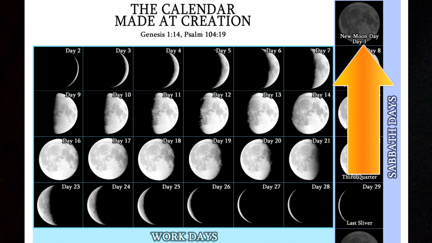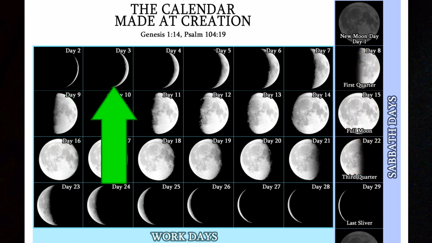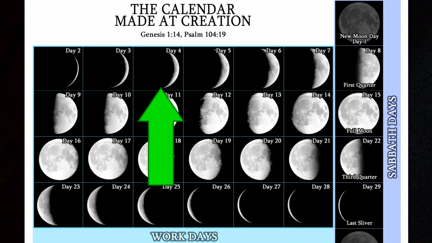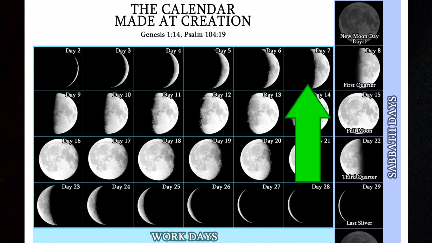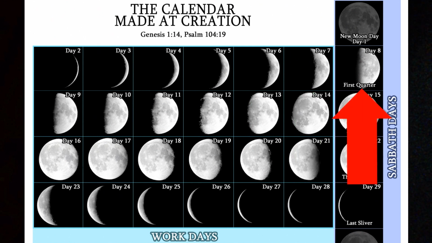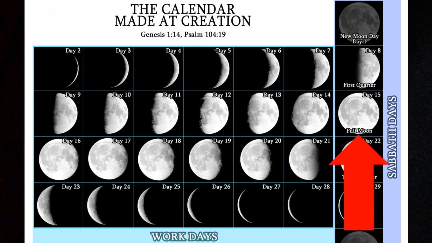So after the new moon day, the next day you start counting. First work day of the week, second work day of the week, third work day of the week, fourth work day of the week, fifth work day of the week, sixth work day of the week, and then the 7th day. That's how you arrive to the 8th. That's the 7th day. Then after keeping the Sabbath on the 7th day, you count another 6 days. Day 1, 2, 3, 4, 5, 6. And then you arrive to another 7th day, which is the full moon.